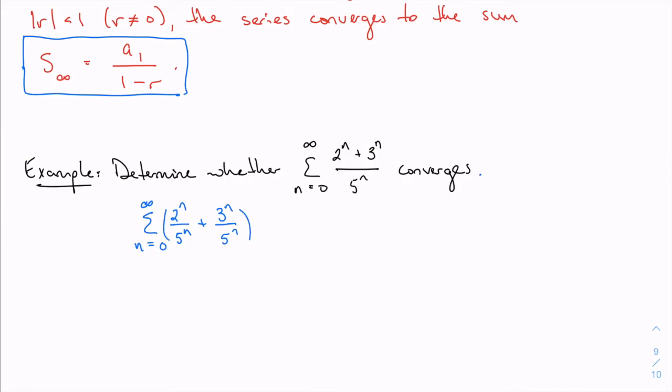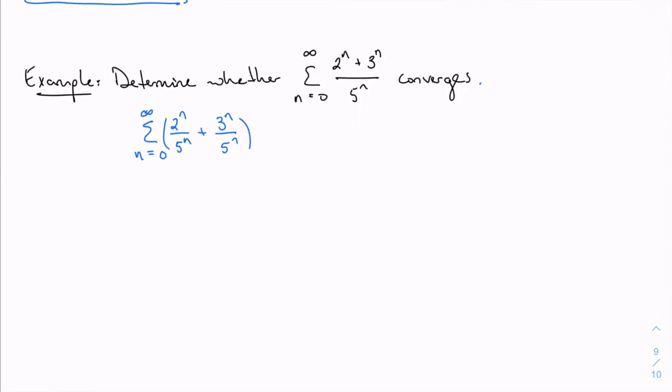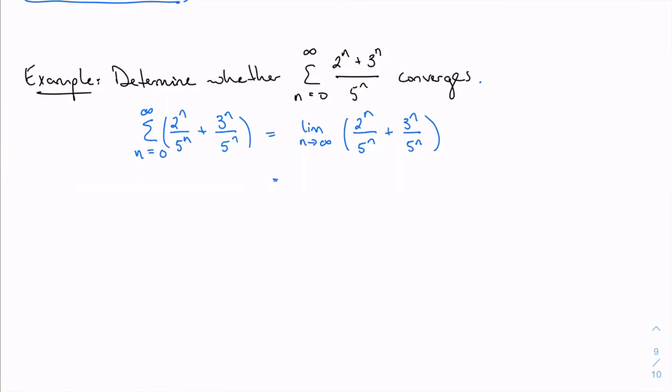And I know this converges if the limits exist for both of these. So instead of considering the sum right now, I'm going to consider the limit. Well, of course, the limit of a sum is the same as the sum of the limits, so I can split this up and look at this piece by piece, which for this example is extremely helpful. And let's take this one at a time.